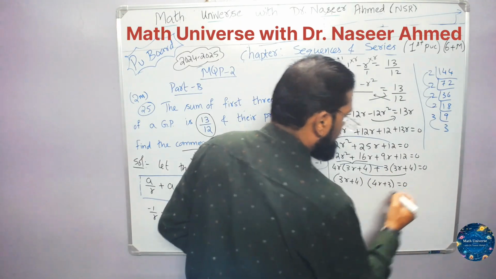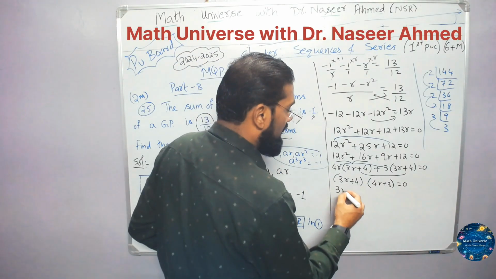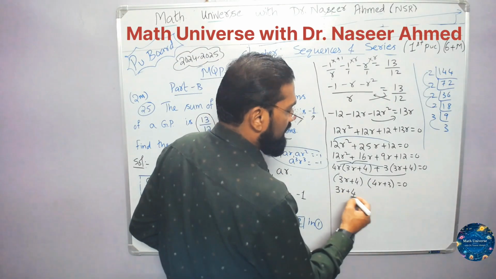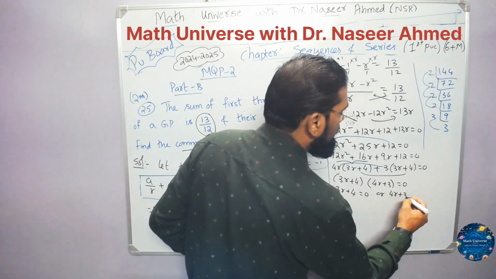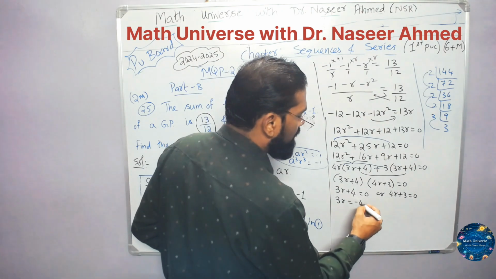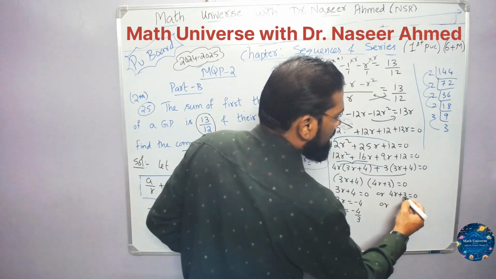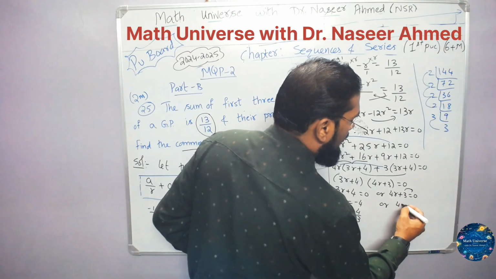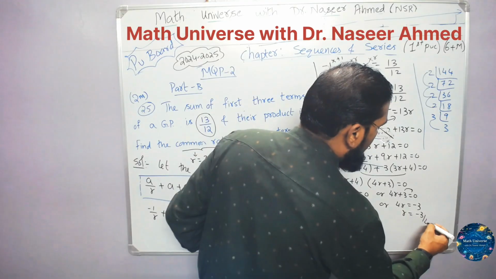So from here, the product of two terms is equal to 0. Any one should be equal to 0. So we'll be having 3r plus 4 is equal to 0, or 4r plus 3 is equal to 0. From here solve for r. So 3r is equal to minus 4, or r is equal to minus 4 by 3. Or from here transpose this, 4r is equal to minus 3, or r is equal to minus 3 by 4.